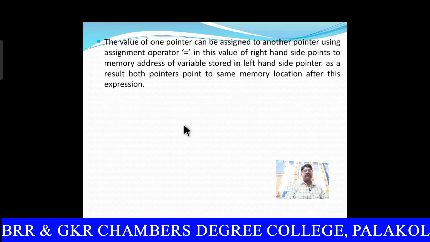The value of one pointer can be assigned to another pointer using the assignment operator equal to. In this, the value on the right side points to the memory address of the variable stored on the left side pointer. So both pointers point to the same memory location after this expression. That means the address is stored in the pointer variable p. p is equal to ampersand x, that means the address of x is stored in p.